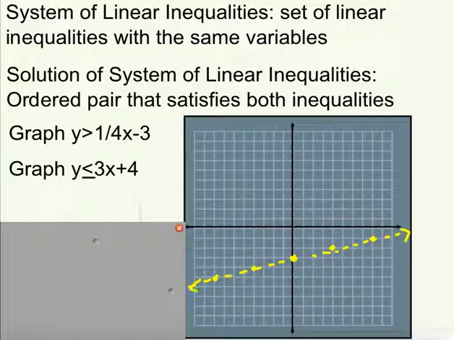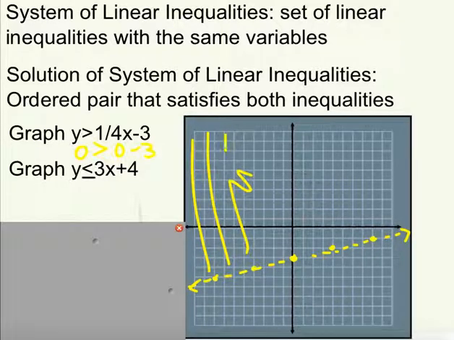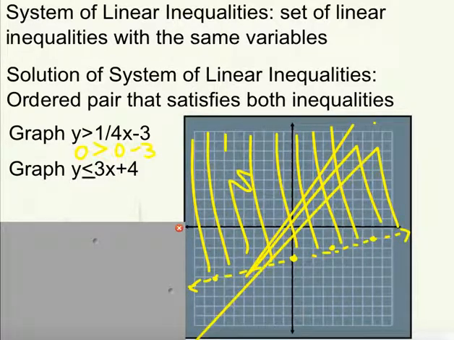All right. Now I need to decide how to shade, so I plug in (0, 0). So 0 is greater than 1/4 times 0, which is 0, minus 3. So is 0 greater than -3? Yes, it is. So I'm going to shade towards (0, 0). So this gets shaded up this way. Let me just erase that extra little bit of shading here. All right, and then we try again with our next inequality.